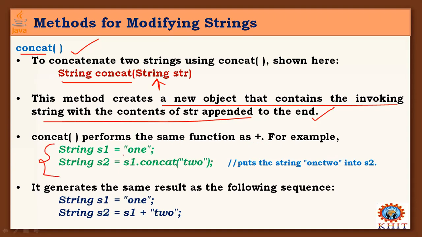I have string s1 equal to 1 and string s2. S2 is a new object, right? This is a new object that is concatenated with the S1 string at one. So that puts the string 12 into the S2 object, not in S1.